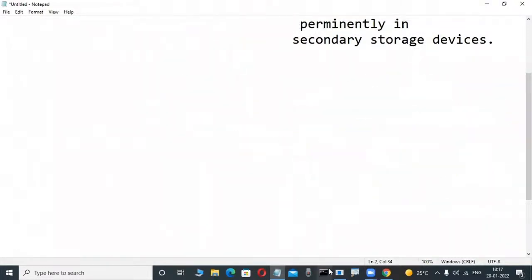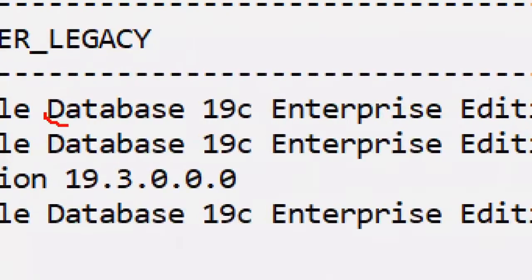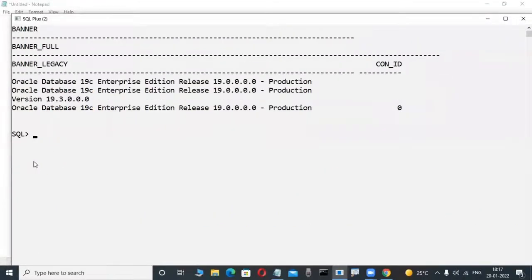Now check it out, concentrate here. For example, suppose this is an Oracle database in my system. We are teaching many classes, so many tables are there. Observe it here.